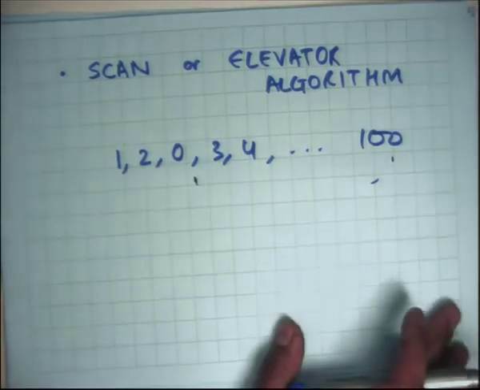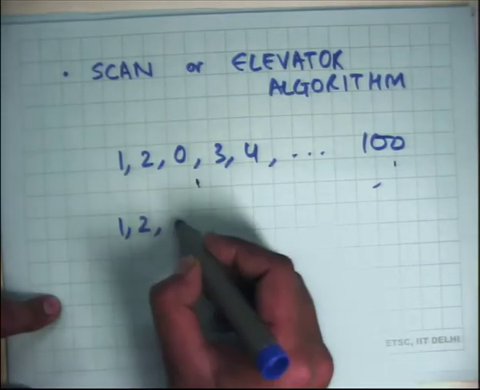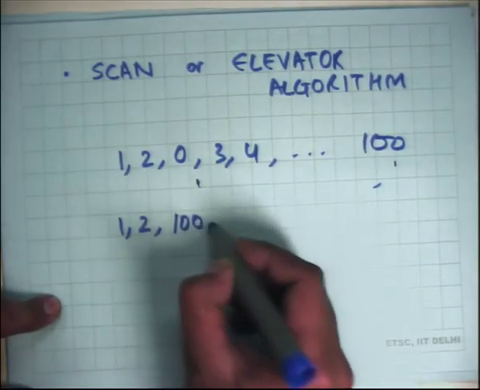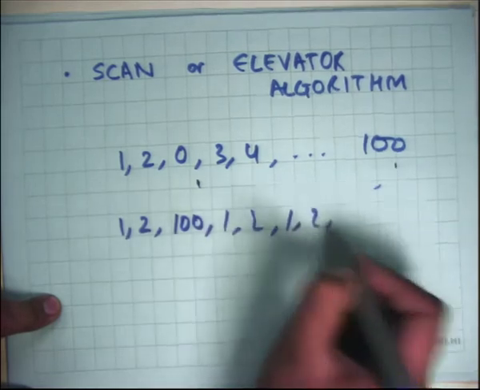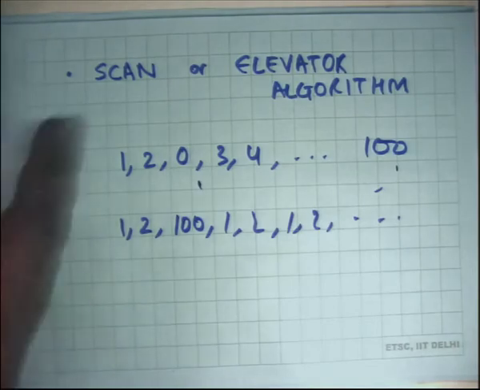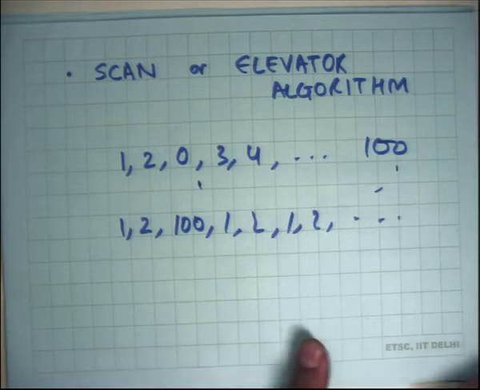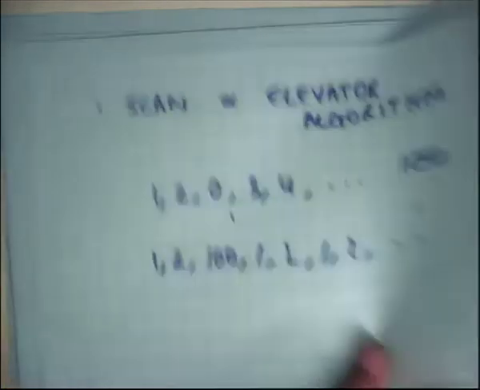In the case of SSTF, it could go on forever. For example, I had 1, 2, 100, 1, 2, 1, 2, and so on. So 100 gets starved forever, but here there's a bounded time within which it's going to turn back. By starvation I mean that there's a non-zero probability that it'll never get served, or there's an unbounded time. You cannot say when. Okay, all right. So good.